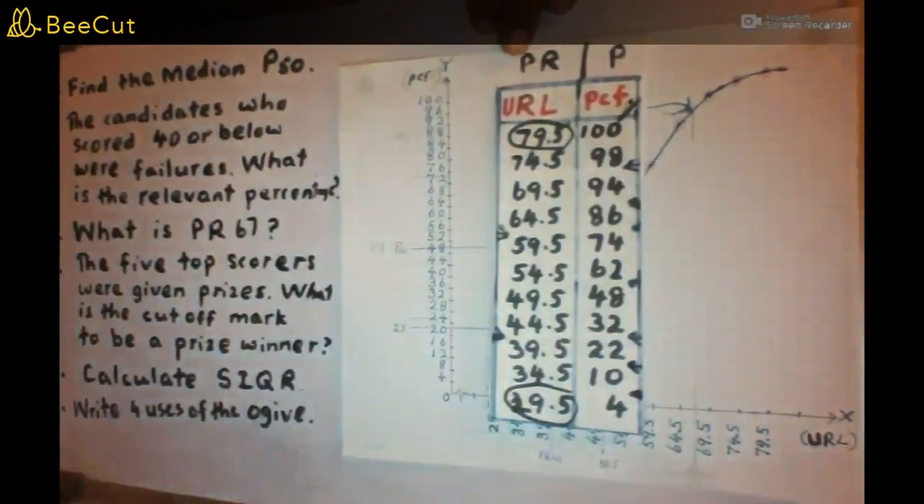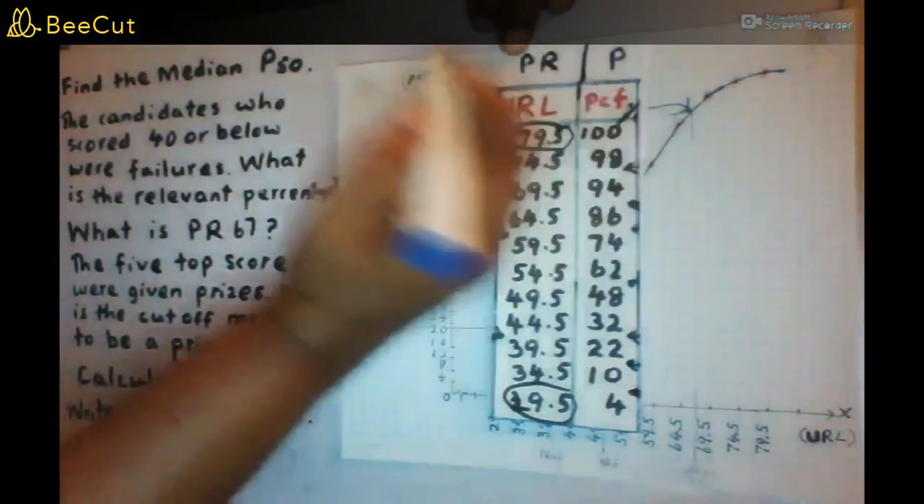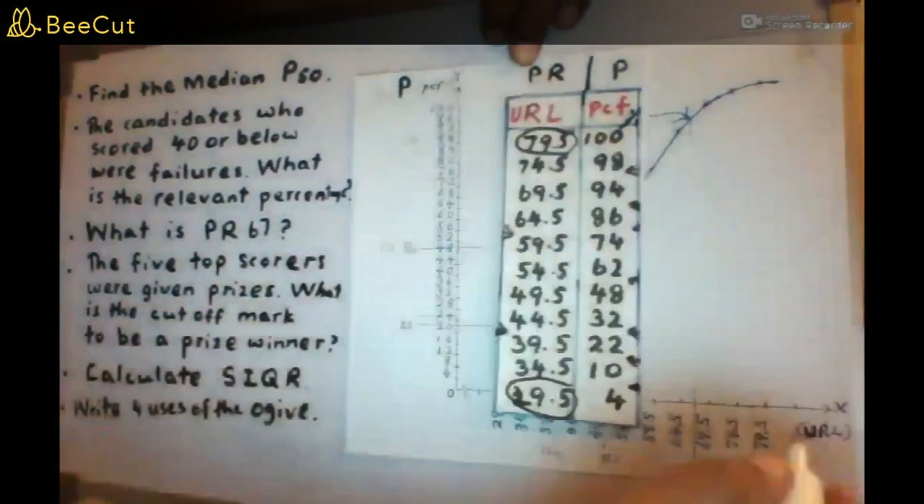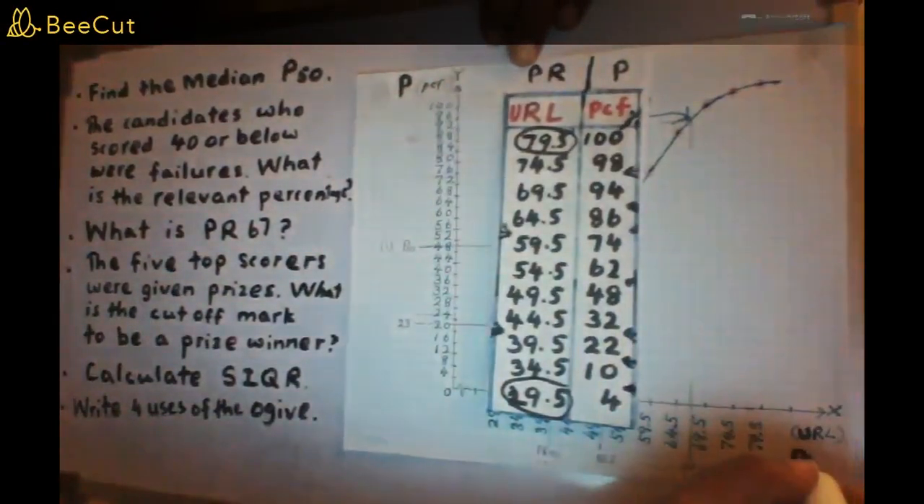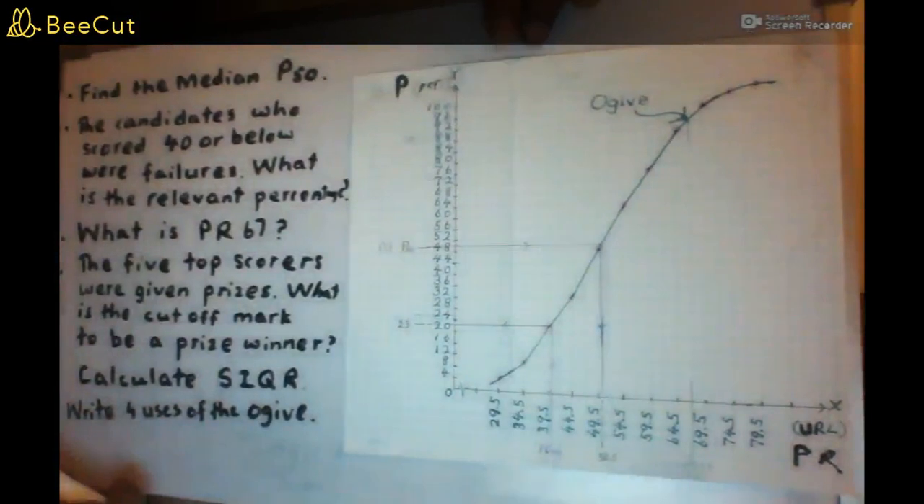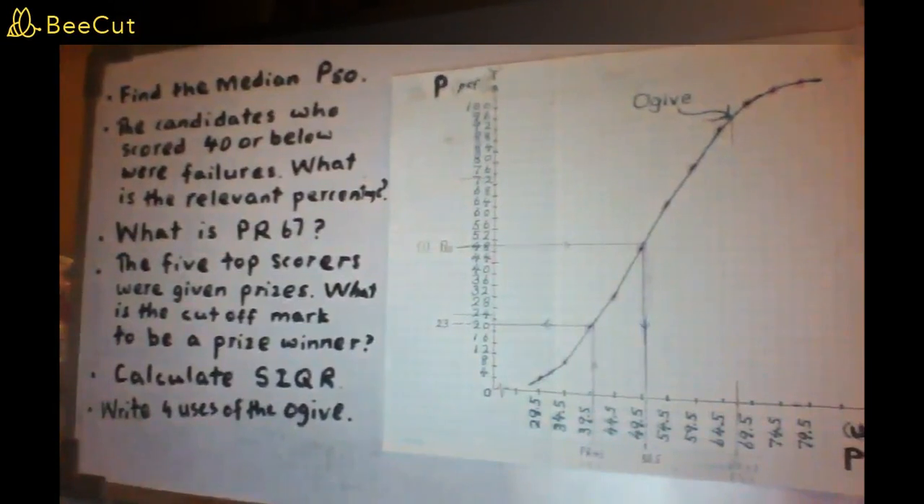So here also on the Ogive we mark. Now PCFs are our P's, right? We just write P here. And the upper real limits on the x-axis are our PRs, so just write PR. Now these are the questions. In the same manner we can find the P's and PRs.